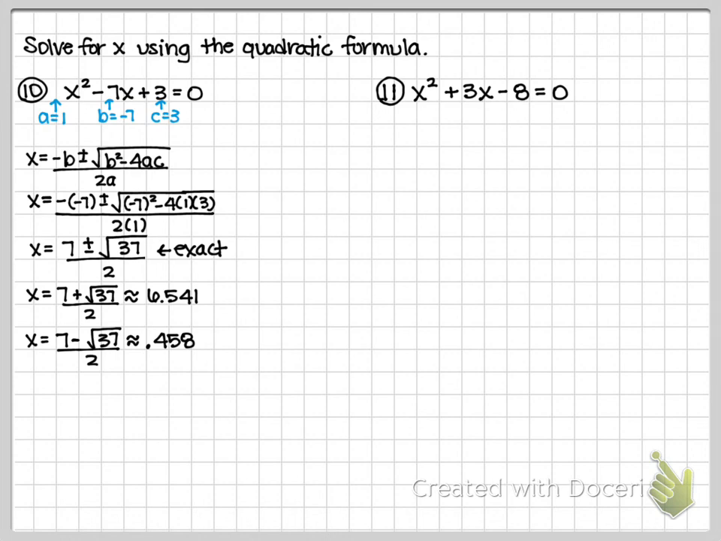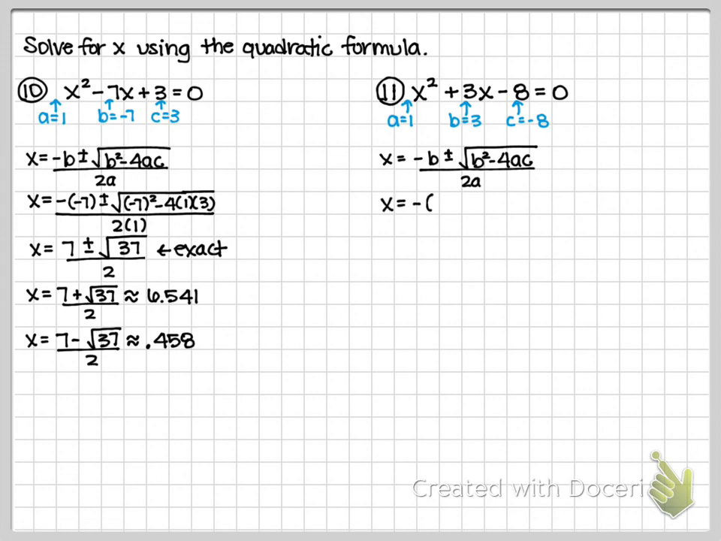Okay, same idea for question number 11. Want to make sure that it's equal to 0, which it is. And in this case, identify your A, B, and C, and then plug them in accordingly. So A is 1, B is 3, and C is negative 8. Get x is equal to negative b plus or minus square root b squared minus 4ac all over 2a. Yes, you need to know the formula, so make sure that you commit it to memory.